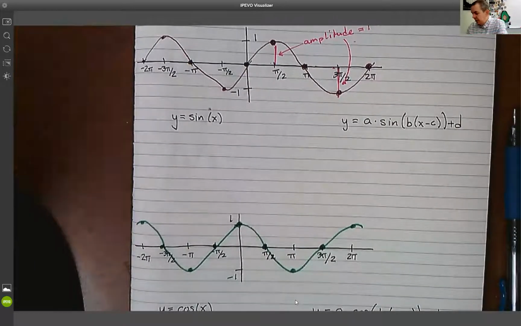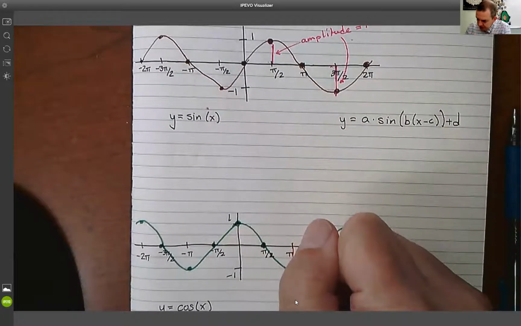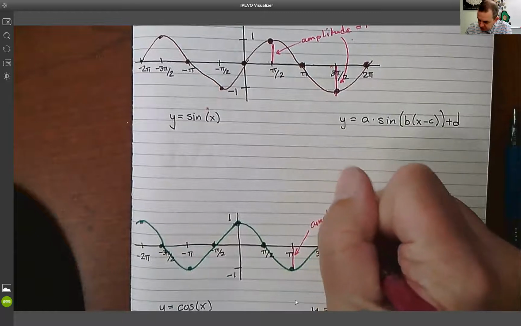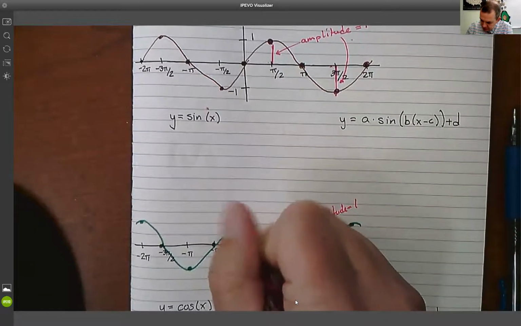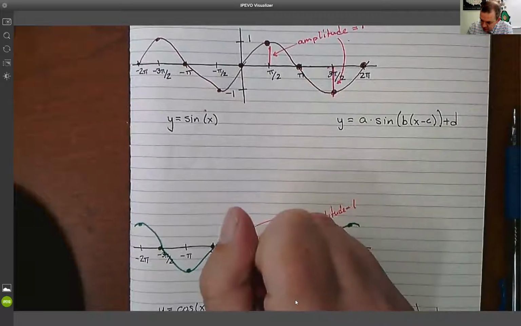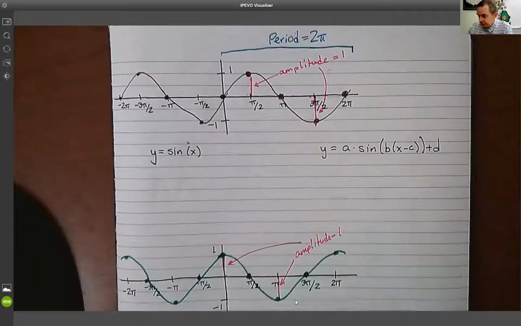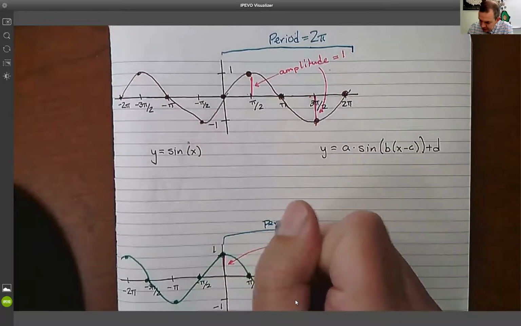But again, it has an amplitude. If we look here, the amplitude is 1. The height of it, the amplitude is 1. And if you look here, that amplitude is 1 as well. It also has a period, and the period again is going to be 2 pi. So we look here, and we have a period of 2 pi.